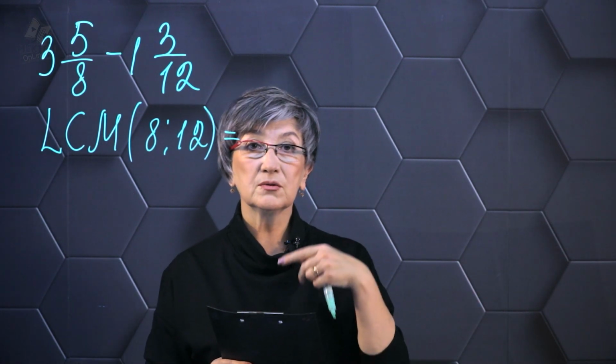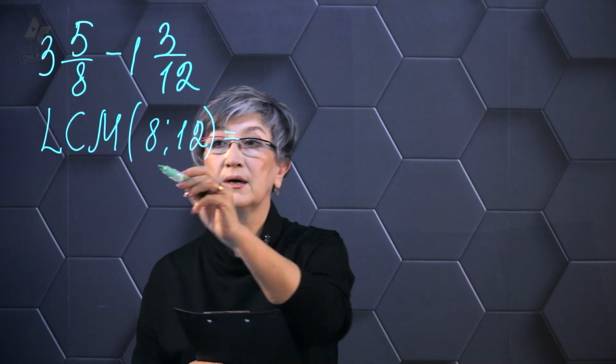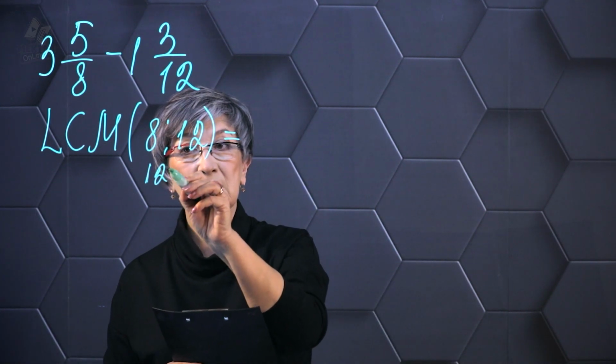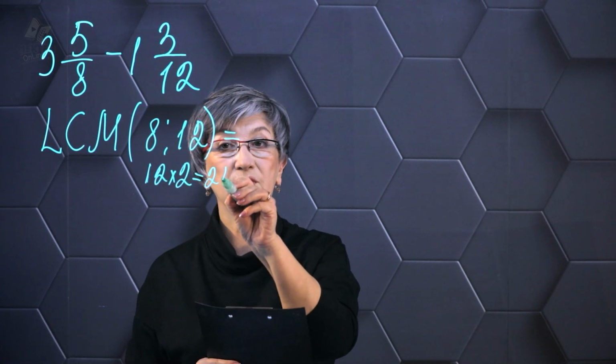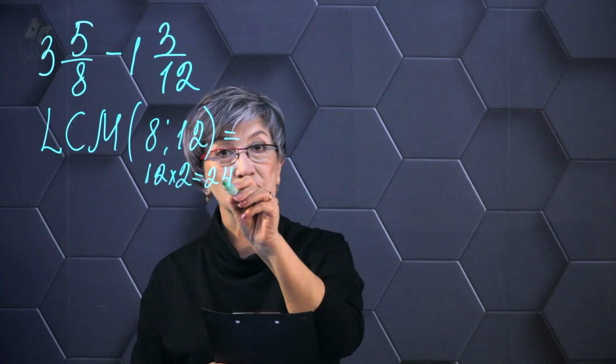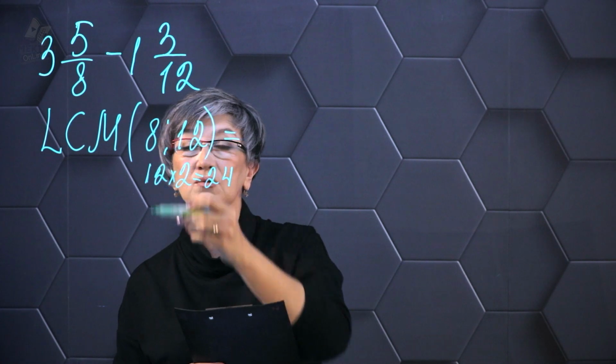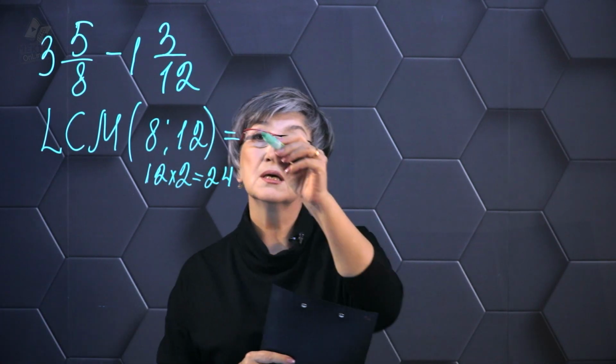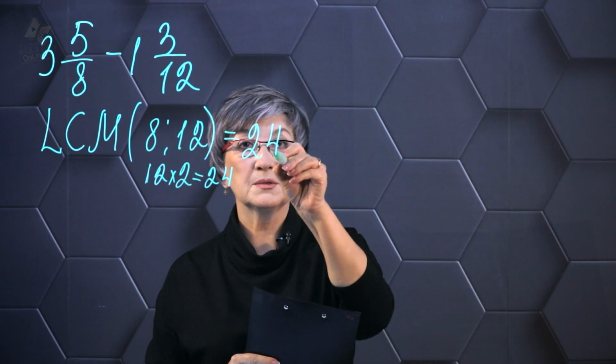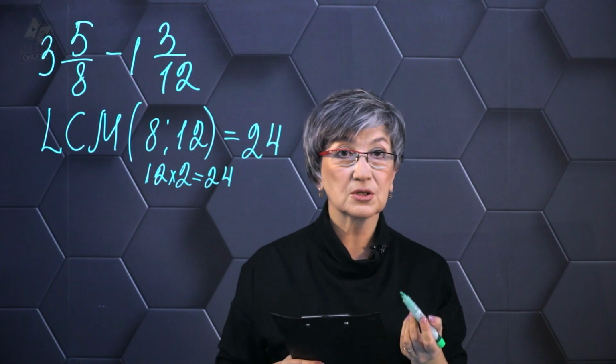Then what do we do? I multiply 12 by 2. So that you don't forget or get confused, write it down. 12 times 2, that's 24. And now this is the number I'm testing. Is 24 divisible by 12? Yes, it is. Is 24 divisible by 8? Yes, it is divisible. Then the common denominator is 24.